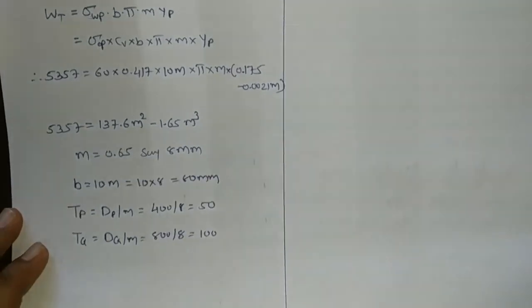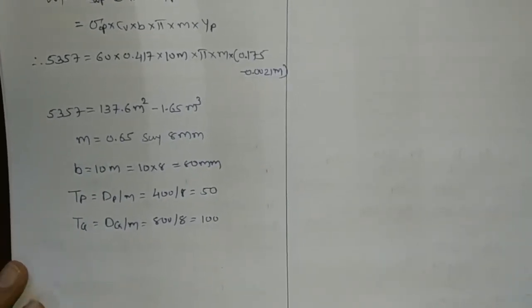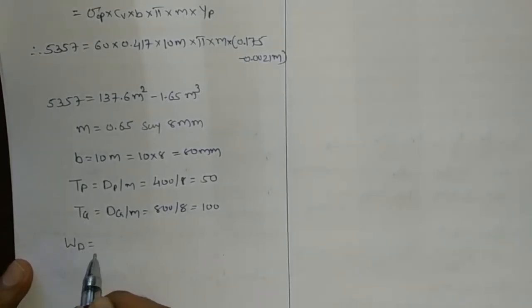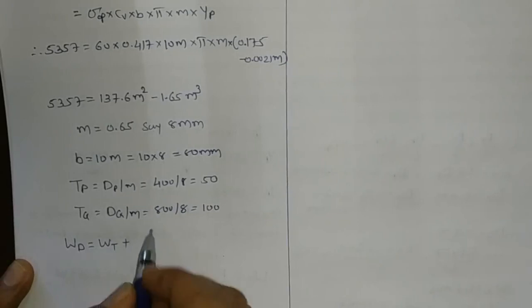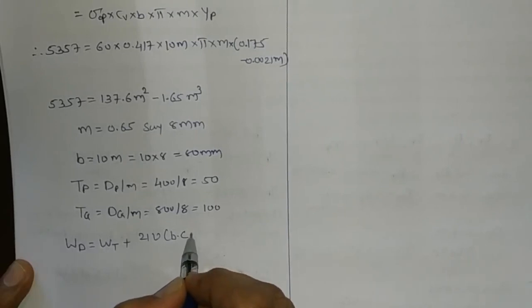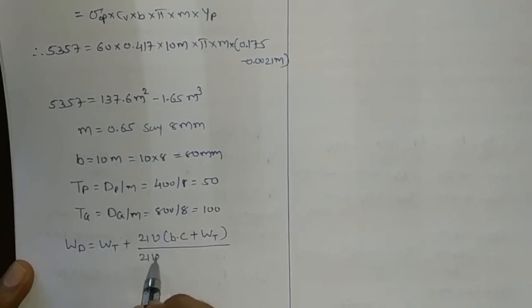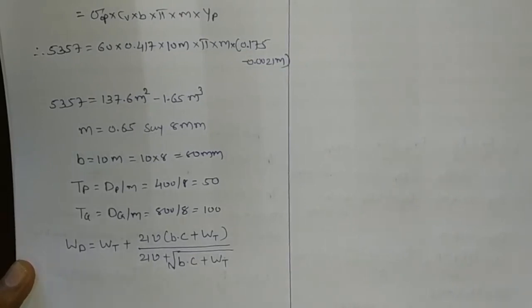Now we have to check this gear. So first of all, check for dynamic load. We know the equation for the dynamic load: WD is equal to WT plus 21V into (BC plus WT) divided by 21V plus root of (BC plus WT). Now put the values in this equation.